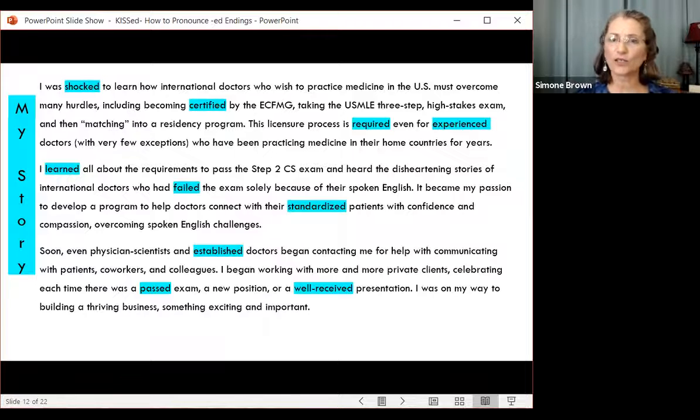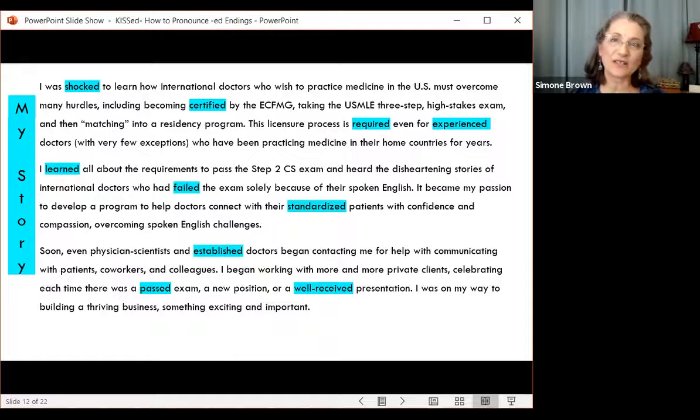I was shocked to learn how international doctors who wish to practice medicine in the US must overcome many hurdles, including becoming certified by the ECFMG, taking the USMLE 3-step high stakes exam, and then matching into a residency program. This licensure process is required even for experienced doctors, with very few exceptions, who have been practicing medicine in their home country for years. I learned about all the requirements to pass the Step 2 CS exam and heard disheartening stories of international doctors who had failed the exam solely because of their spoken English.